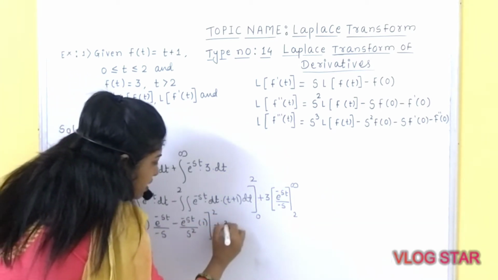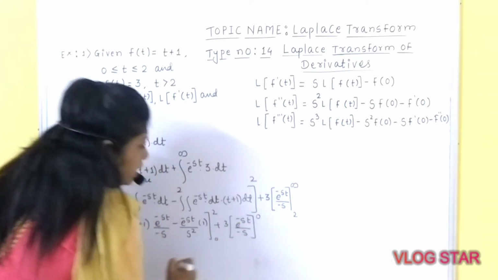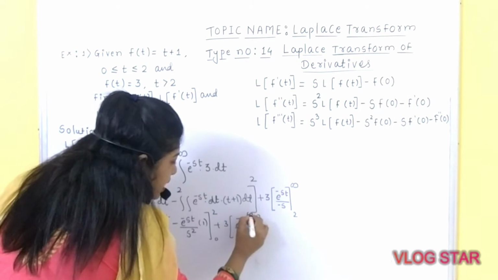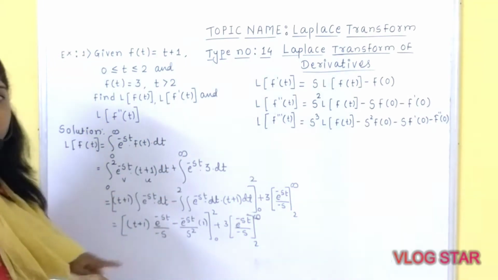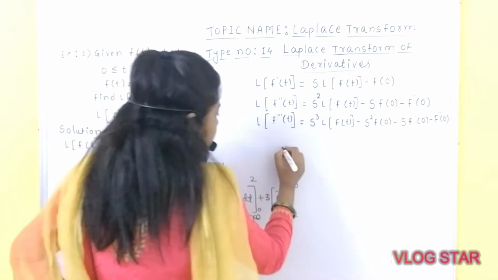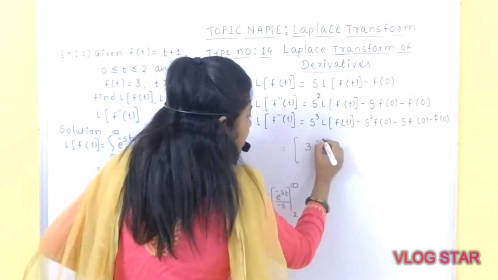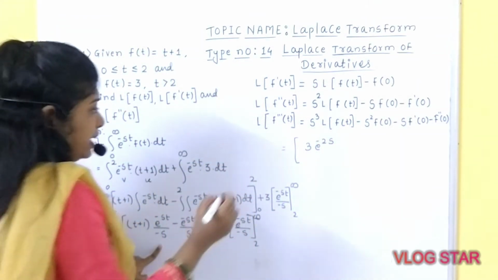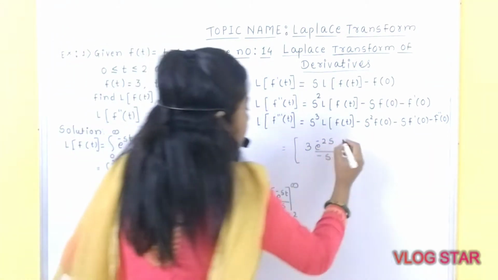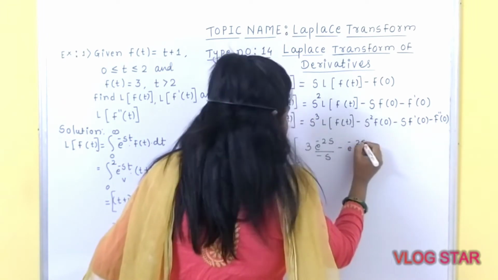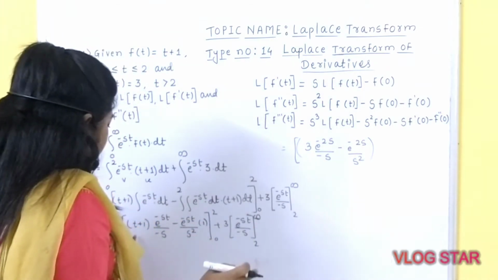If you substitute upper limit minus lower limit, what will you get? Next step is 3. Here, instead of t, we have to substitute the upper and lower limit. So it will become e raised to minus 2s upon minus s, minus e raised to minus 2s upon s square. This term is upper limit minus lower limit.